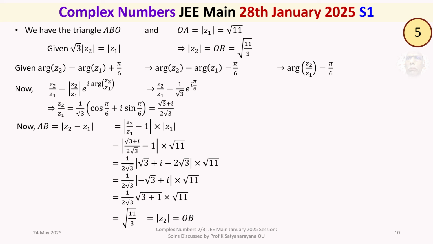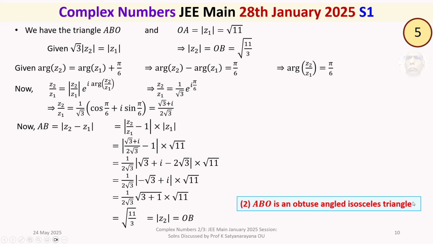Look at the options. There is only one option which talks about an isosceles triangle. That is option 2. That is, ABO is an isosceles triangle. There is an adjective there, obtuse angled. But anyway, there is only one triangle which is an isosceles triangle. Therefore, I immediately say my answer to this question is option 2. But now I will explain to you how this obtuse angled triangle is coming.